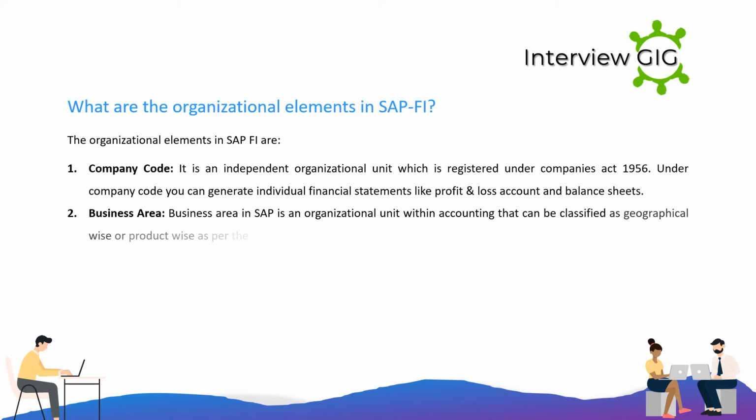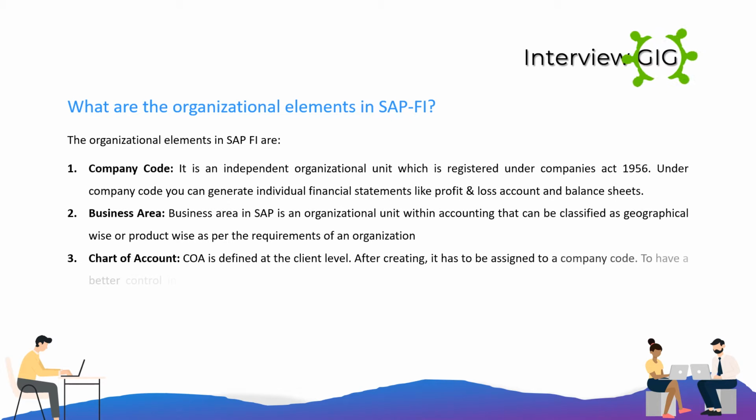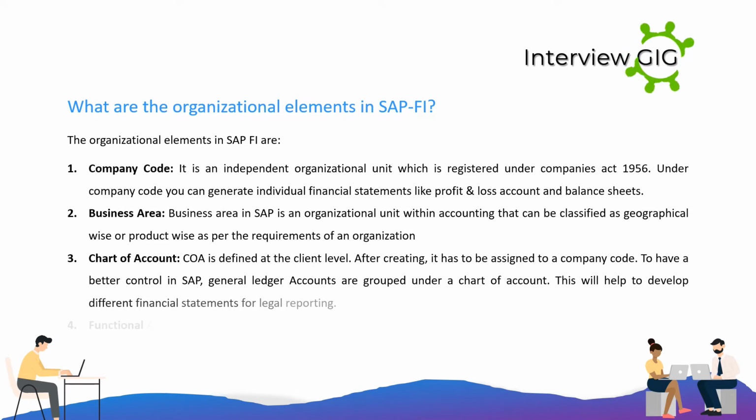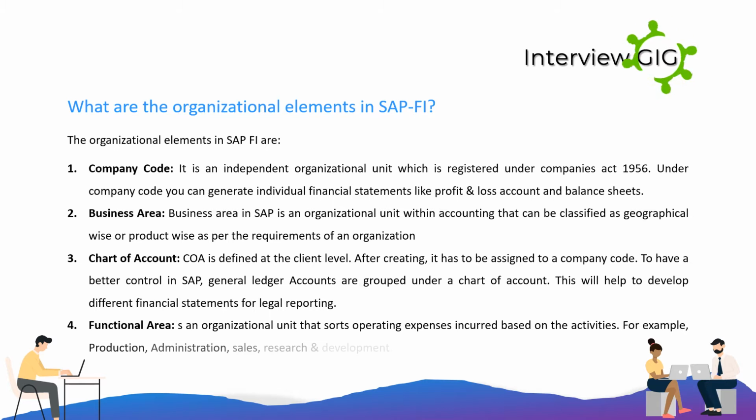2. Business Area. Business area in SAP is an organizational unit within accounting that can be classified geographical-wise or product-wise as per the requirements of an organization. 3. Chart of Accounts. COA is defined at the client level. After creating, it has to be assigned to a company code. To have better control in SAP, general ledger accounts are grouped under a chart of accounts. This will help to develop different financial statements for legal reporting.